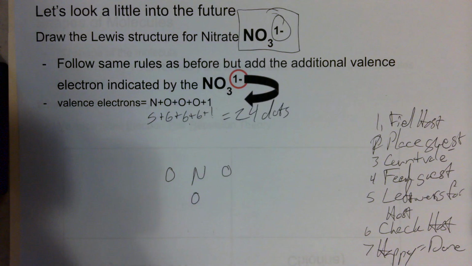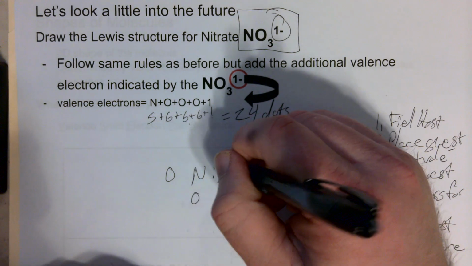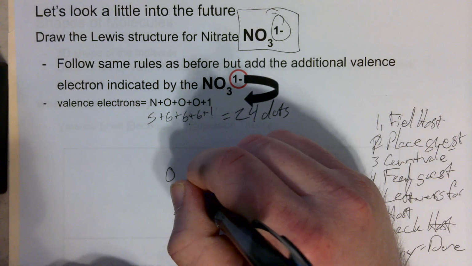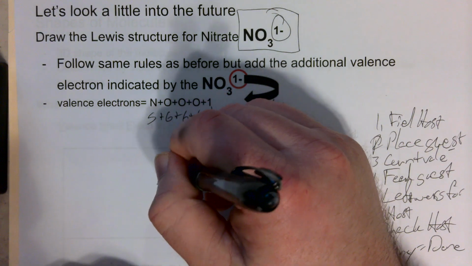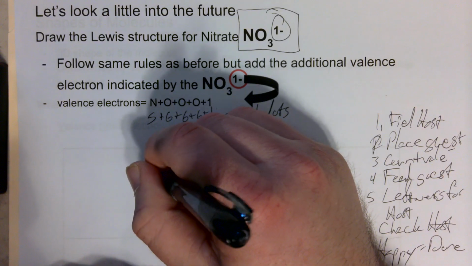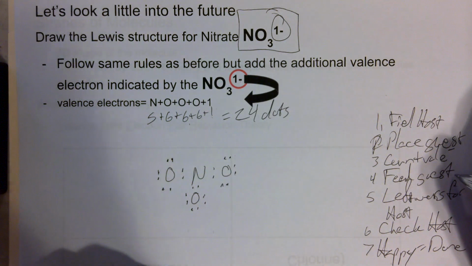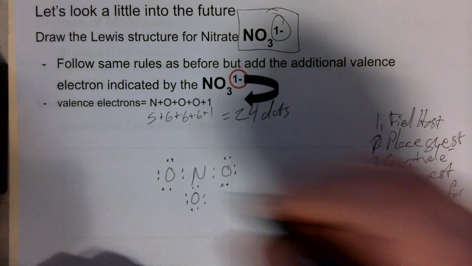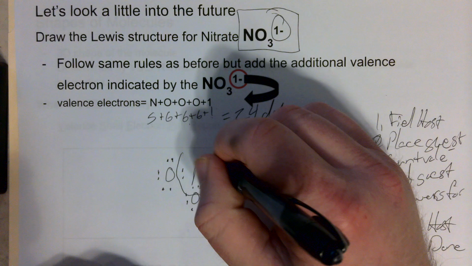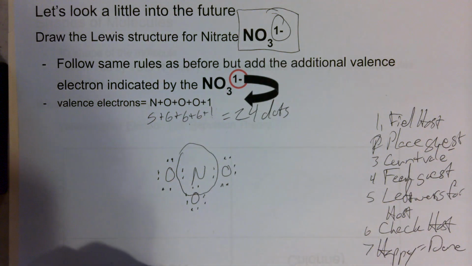Obviously, who gets my electrons first? It's going to be the guest. 1, 2, 3, 4, 5, 6, 7, 8, 9, 10, 11, 12, 13, 14, 15, 16, 17, 18, 19, 20, 21, 22, 23, 24. Alright, so I fed my guest. I have no leftovers, so I've got nothing to go to host, but I gotta check my host. My host ain't happy. He's still hungry. He needs 2 more electrons.